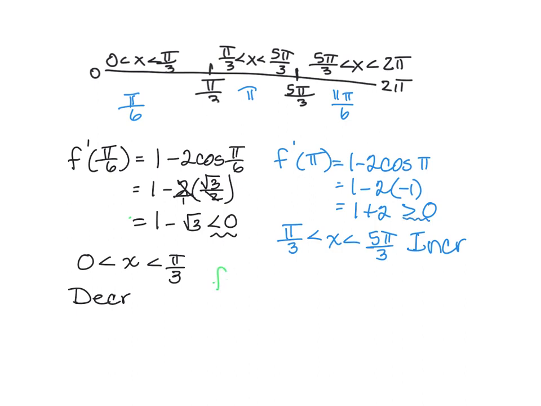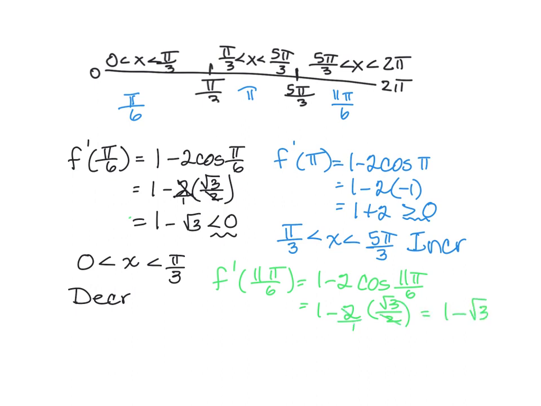Lastly, let's find f prime of 11 pi over 6. Remember, that's 1 minus 2 times cosine of 11 pi over 6. That's 1 minus 2 times the square root of 3 over 2. And we can see that's going to be 1 minus the square root of 3, which is less than 0. That means between 5 pi over 3 and 2 pi, that interval is decreasing.